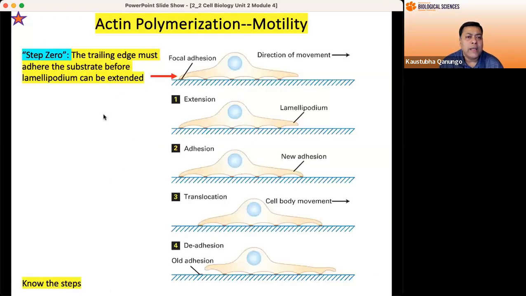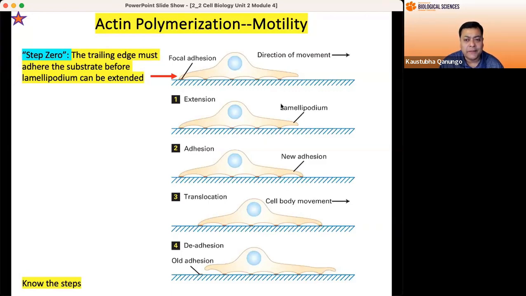So after that, we are looking at actin polymerization in motility, and you need to know the steps, which is step 0, where the trailing edge must adhere to the substrate before a lamellipodium can be extended, filopodia or lamellipodium. If it is blunt, lamellipodia. If it is finer, it's filopodia, just two different terms depending upon the dimension. So you have extension, adhesion, translocation, and deadhesion, and these are all driven by the actin.